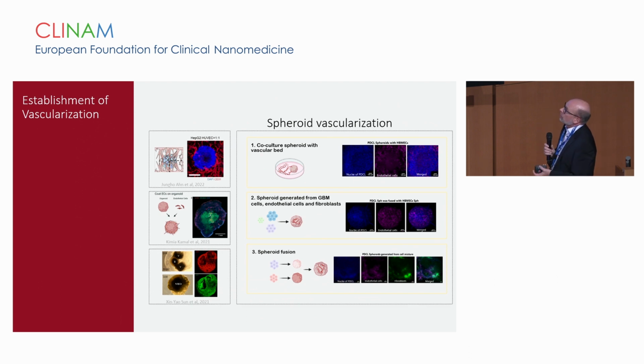So my two PhDs started to explore what is described so far in the literature. The first approach is to co-culture spheroids with the vascular bed in the hope that they find each other and start to invade the tumor so that we have the vascularization. There is another approach where you generate spheroids from glioblastoma cells and you add some endothelial cells and fibroblasts in the hope that with the self-assembly process this structure will develop.